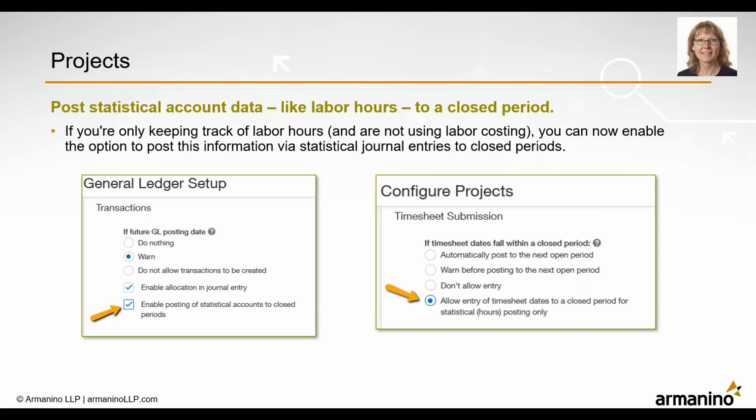It's easy to do. There's a couple of configuration settings, as you can see here. In the general ledger setup screen, you're going to enable posting of statistical accounts to closed periods. So that's the first checkbox. Then in the configure projects module, you have the ability to allow entry of timesheet data to a closed period for statistical posting only. So the call out here is that ability for posting statistical account data, not only labor hours, that's the example. You may have other statistical accounts that you want to post to closed periods. So that's what that checkbox is allowing you to do.